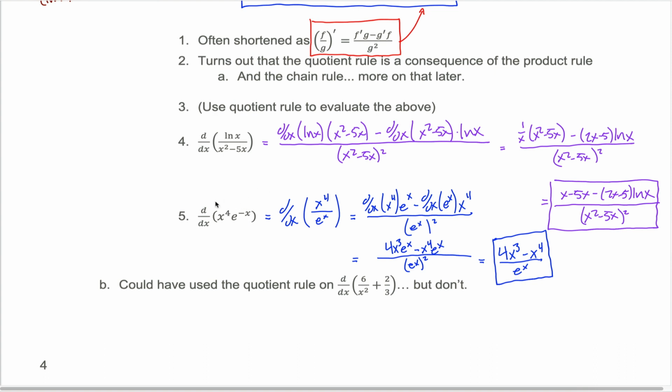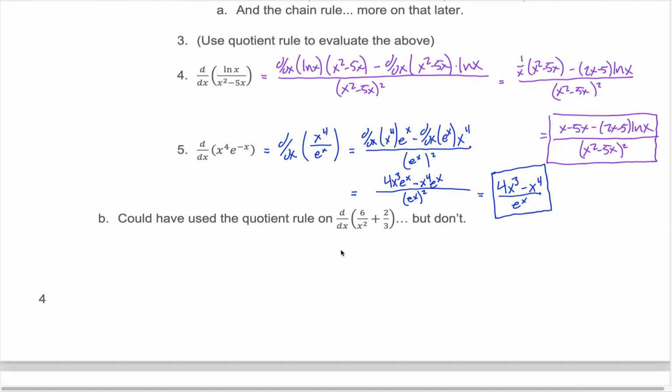Don't be too hard on yourself if you didn't think to immediately rewrite this as a quotient. You're not really expected to be able to do that until it's demonstrated for you. Now that it's been demonstrated for you, if you see a problem something like this, you might think in terms of the quotient rule. One more example, then we'll call this video good.